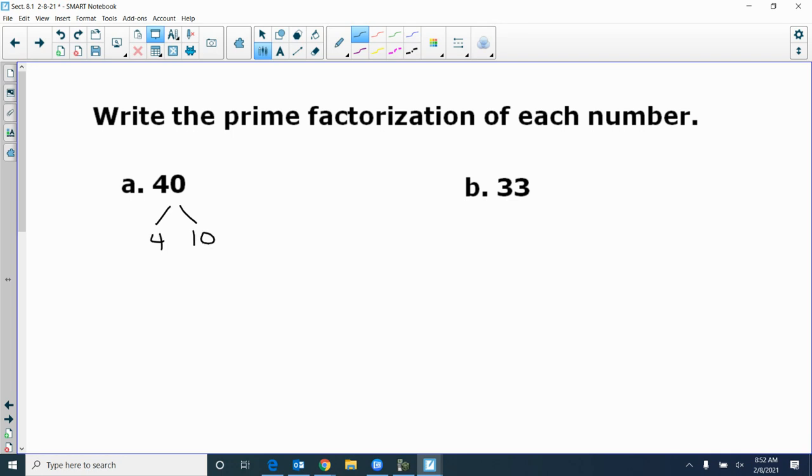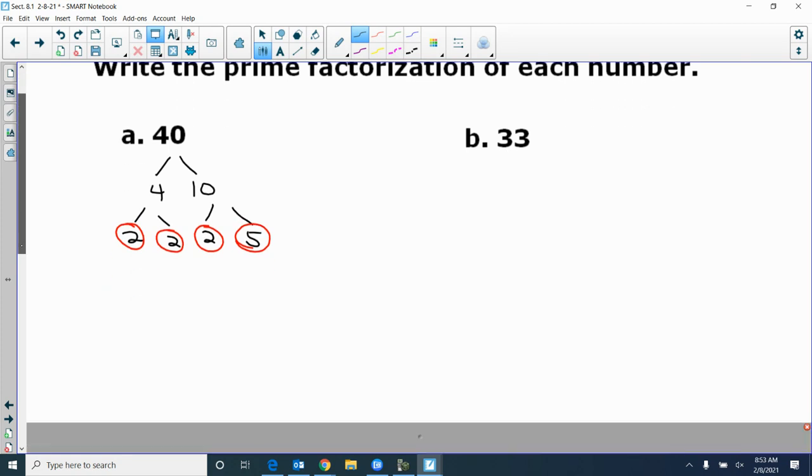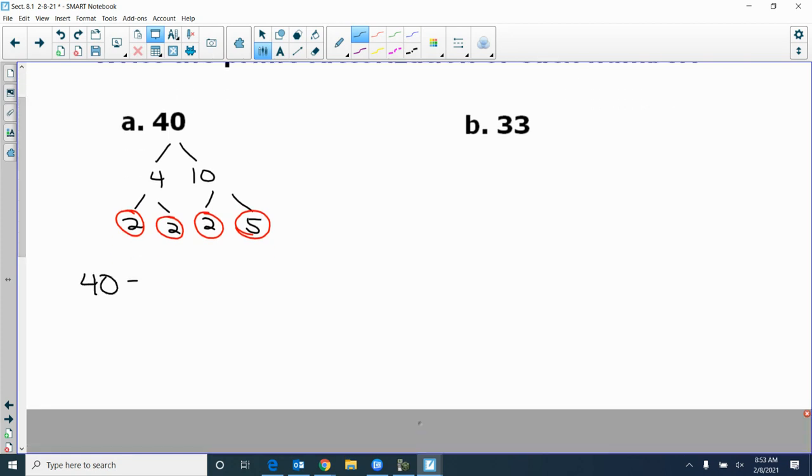Can you multiply any 2 numbers to get 4? 2 and 2. Can those be broken down any further? No, they are both prime numbers. So 2 and 2. And 10 is going to be 2 times 5. Those are all prime numbers. So the prime factorization for 40 is 2 times 2 times 2 times 5. If you multiply all those together, what does it have to equal? It has to equal 40.